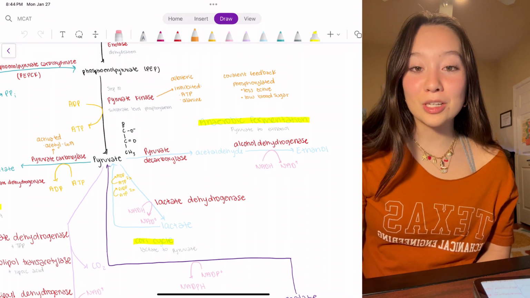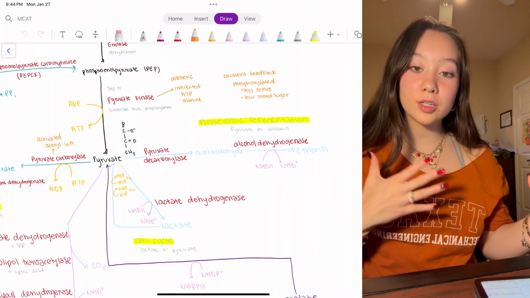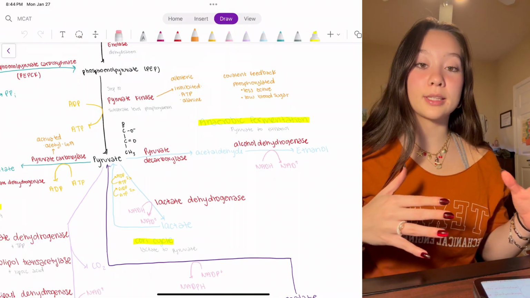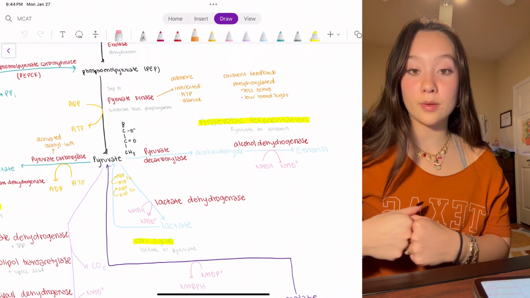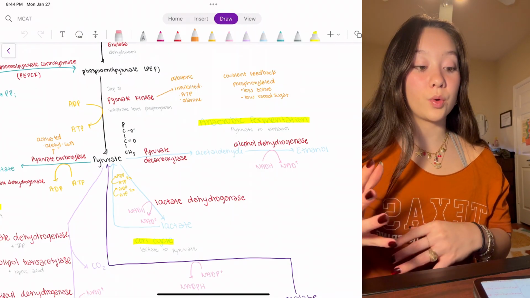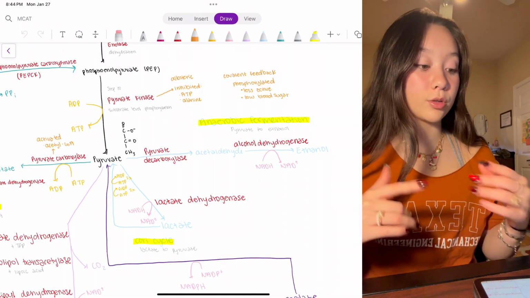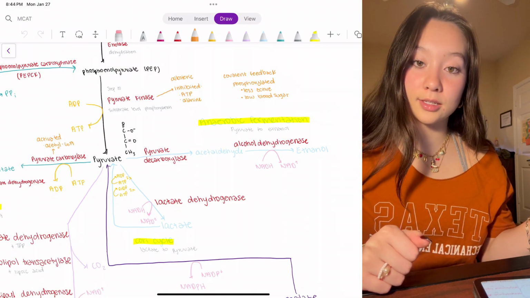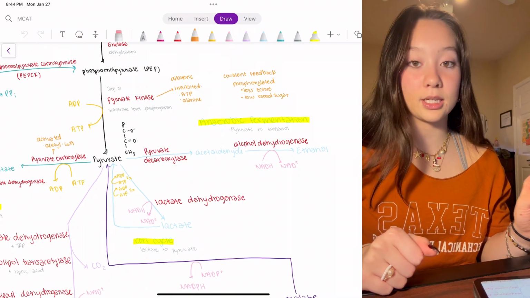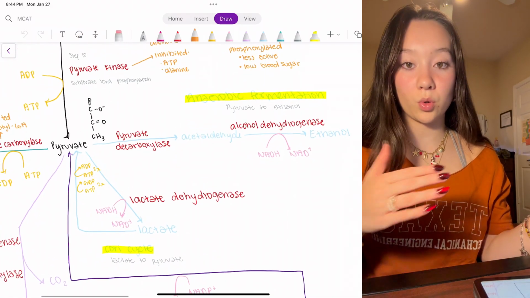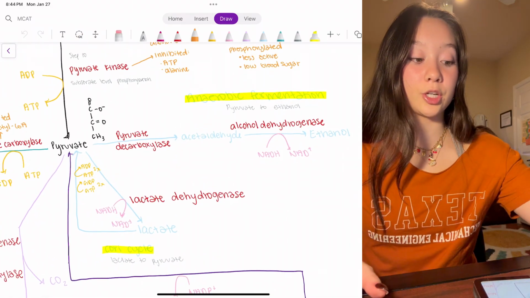In this video, we are going to talk about the different allosteric effectors, inhibitors, and activators that go along with the second half of the metabolic pathways. So mostly the Krebs cycle, but we're also going to go over a quick little activator and inhibitor of lactate dehydrogenase, which is a part of the Cori cycle. So let's jump right in.